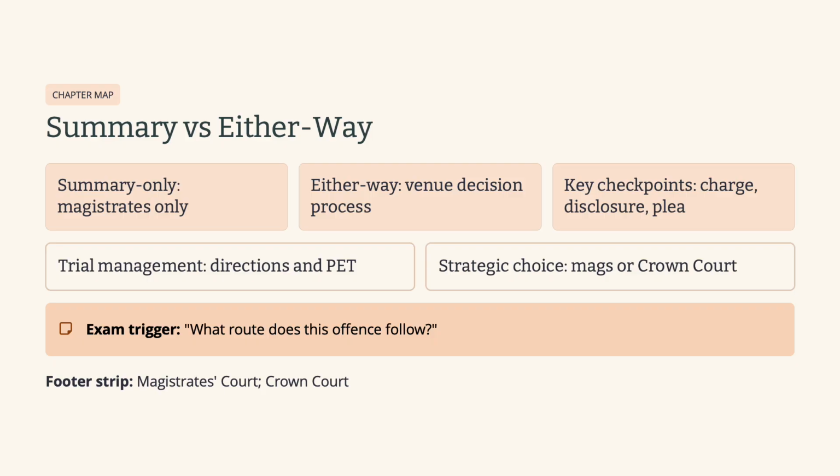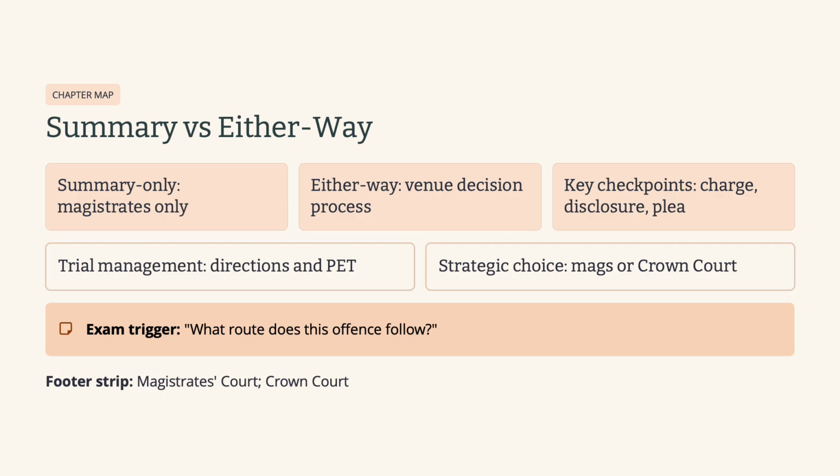So either way offences follow a more complex path. These offences can be tried in either the magistrates' or the Crown Court. So there is a venue decision process involving both the court and the defendant. This creates strategic choices that counsel must navigate carefully.